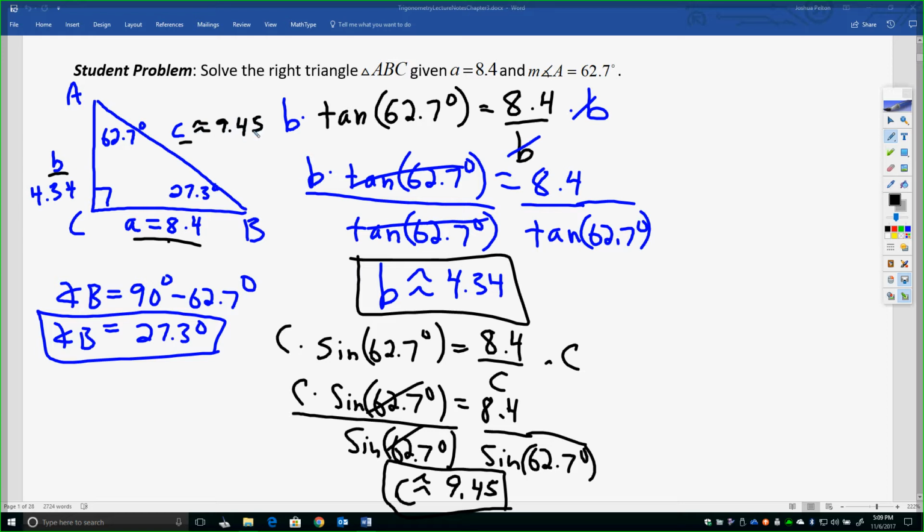What you'll notice again, the right angle is across from the largest side because it's the largest angle, and the 27.3 degrees, which is the smallest angle, is across from the smallest side, which is 4.34. Okay, so those are solving generic right triangles. Let's do some word problems now.